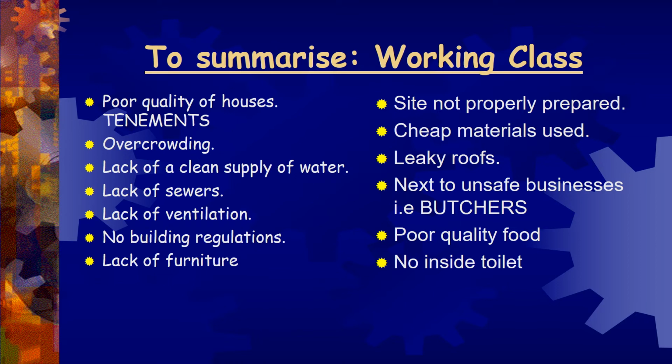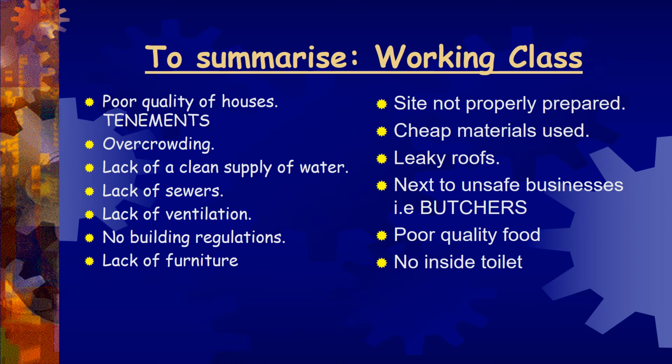When the houses were built, it was cheap materials that were used. That leads to things like leaky roofs. So leaky roofs, ultimately with water getting in, that again can cause damp, can cause health issues. Also, some of these houses were next to unsafe businesses like butchers. So again, with animals being killed at these butchers, animal blood running out into the street, mixing with the other sewage that's there and into your drinking water as well.